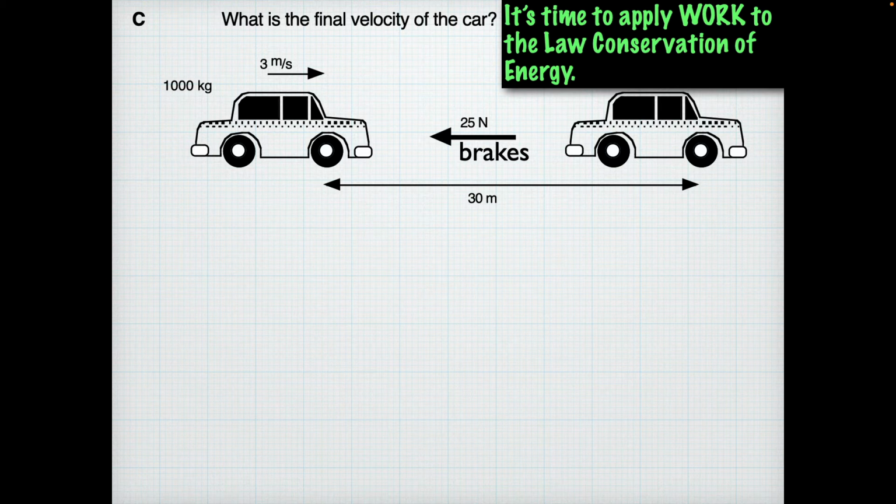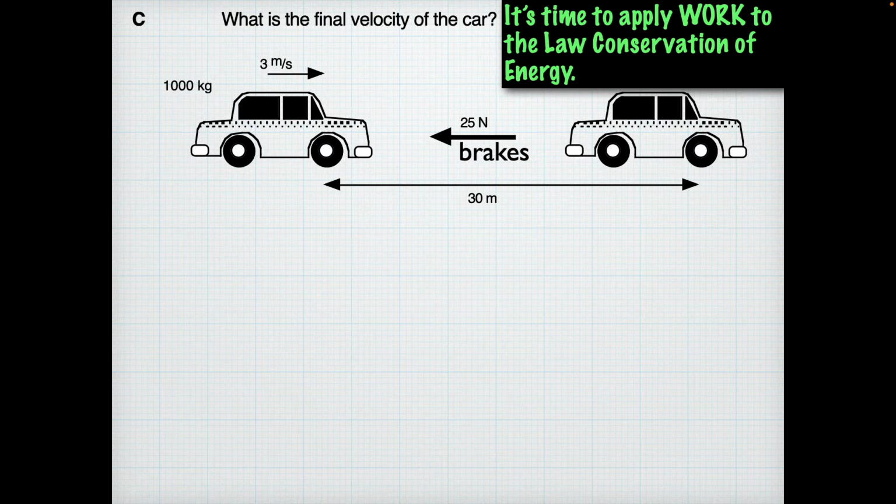Alright, my car is 1,000 kilograms, which is heavy for a car, but whatever. It's traveling at 3 meters per second. I can see the arrows pointing from left to right. And then a small braking force of 25 newtons is applied from right to left, and it's going to travel 30 meters distance. All right, so let's find out what the final velocity of the car is.